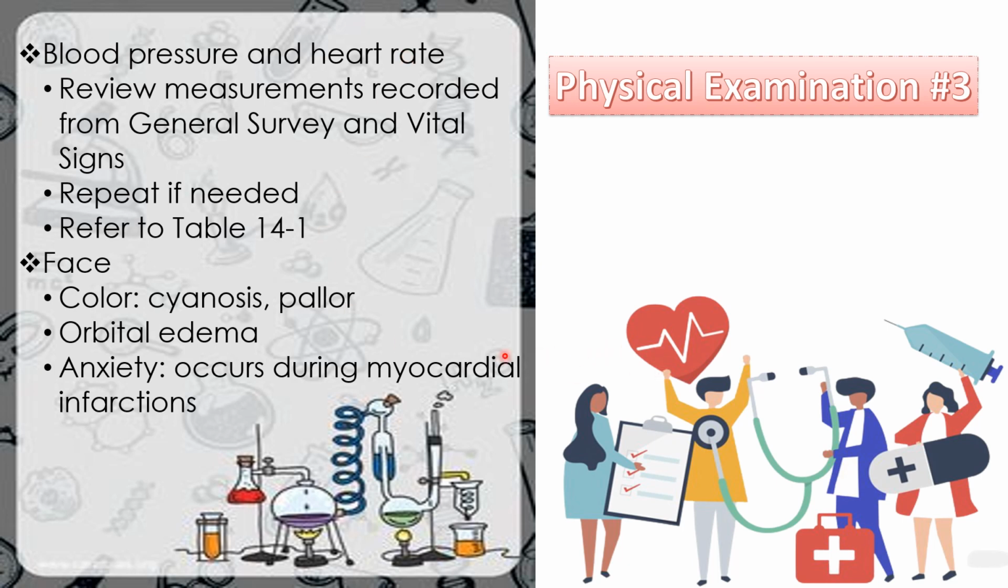As you are taking the patient's history, you have to inspect the face. You have to note the color and the presence of orbital edema. Look also for cyanosis and pallor that may indicate poor perfusion of oxygen. Orbital edema may indicate heart failure, and anxiety occurs during heart attacks.